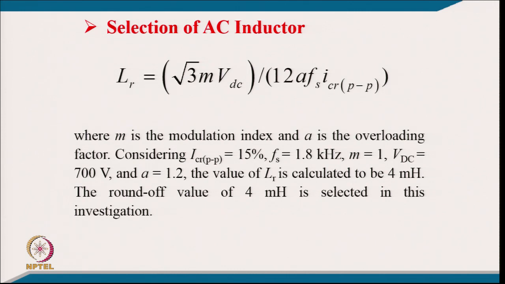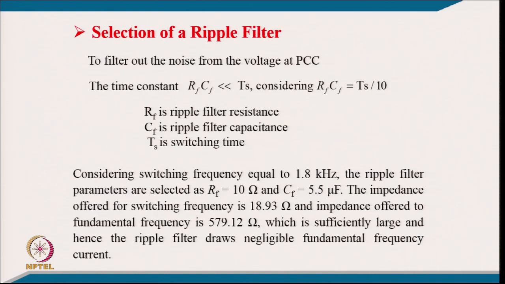The switching frequency, if we are doing only the compensation for reactive power and negative sequence, we can take a low frequency of around 1.8 kilohertz. But if we are doing harmonic compensation, then certainly the switching frequency should be at least double the lowest harmonic we want to compensate. That we will talk about a little later in the active shunt filter. With VDC equal to 700 and A equal to 1.2, the value of LR is calculated as 4 millihenry. It comes typically 3 point something, and then the rounded value of 4 millihenry can be selected for this design.